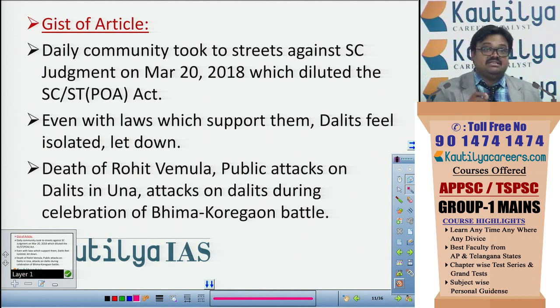But at this point of time, the Dalit community feels let down by the Supreme Court, because the Dalit community feels that the Supreme Court has diluted the SC/ST Prevention of Atrocities Act, and also because recently there have been many attacks on Dalits. If you look at the death of Rohit Vemula in Hyderabad Central University, the public attacks on Dalits in Una, or the attacks on Dalits during the celebrations of the Bhima Koregaon battle.